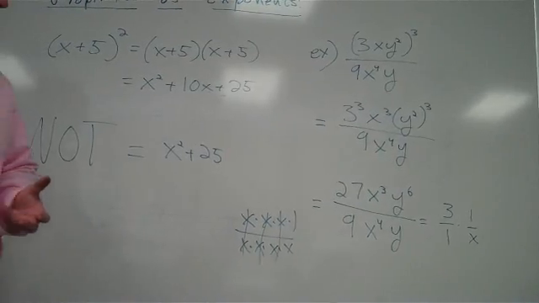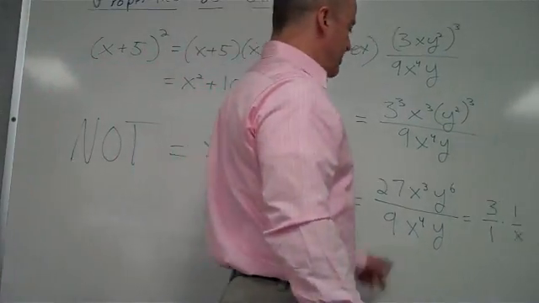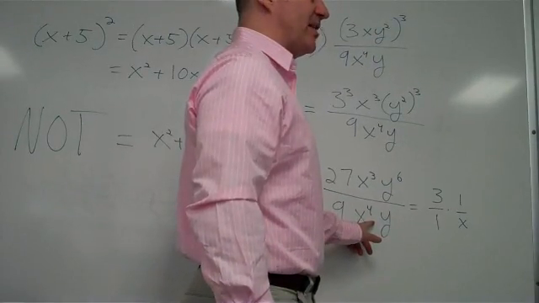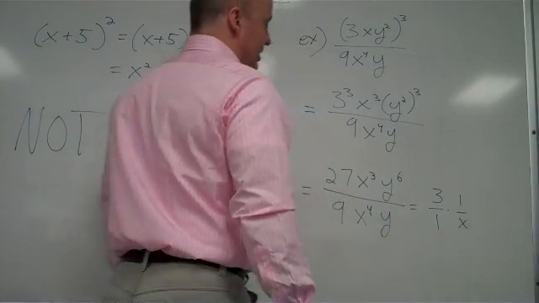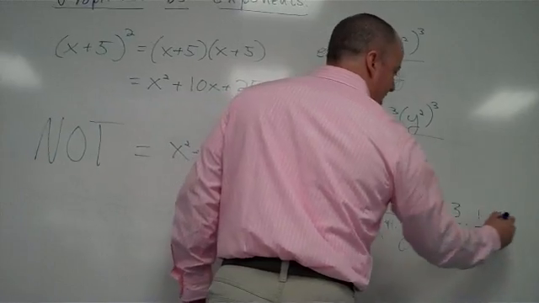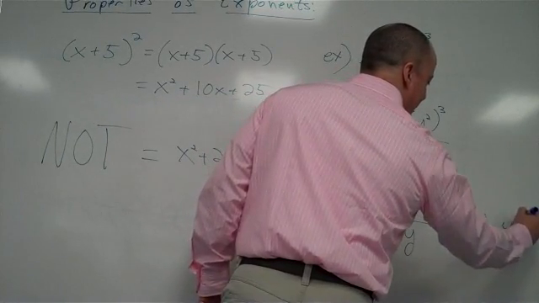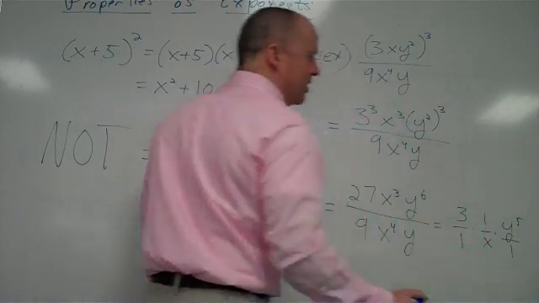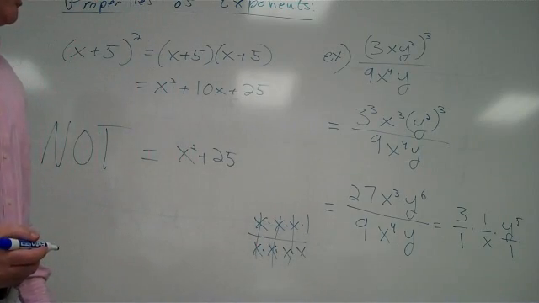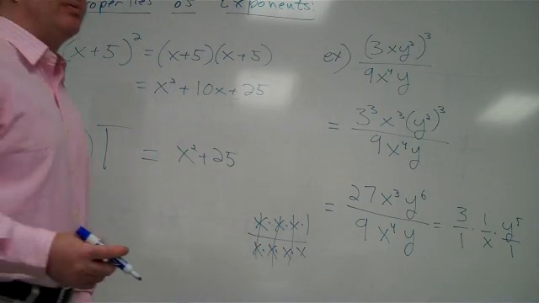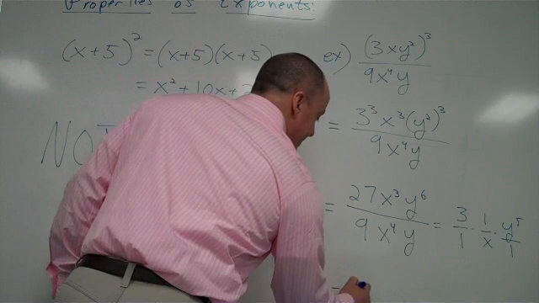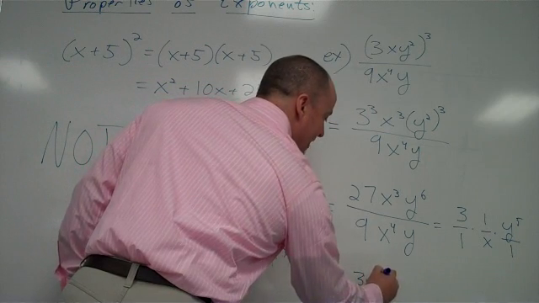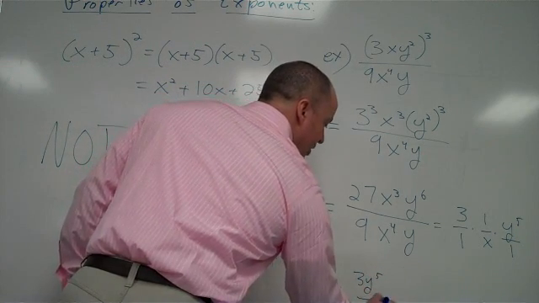Okay, hang on, Mimi. Wait, so the x would be on the bottom? Yeah, the x would be on the bottom in this case, because there were more x's on the bottom than on the top. Now, the y to the 6th over y becomes y to the 5th over 1. When you're dividing, there's always a 1 left. So the simplest form of your answer would be 3y to the 5th over x.